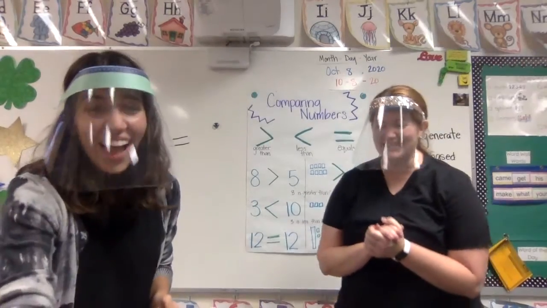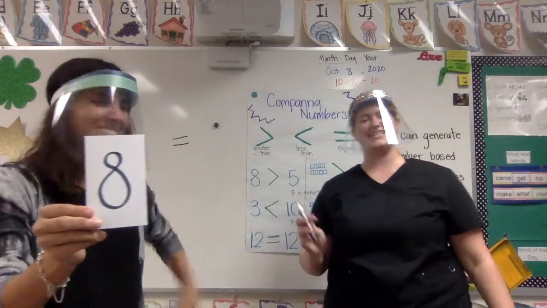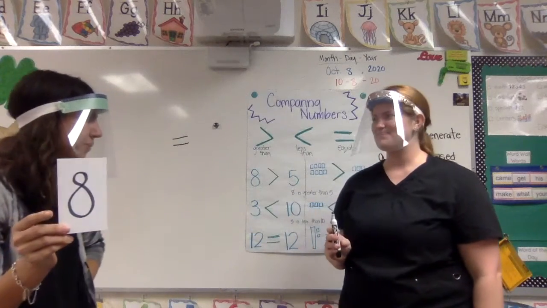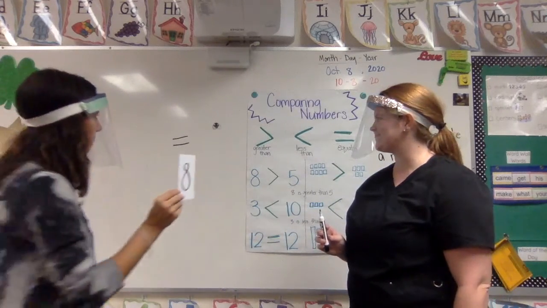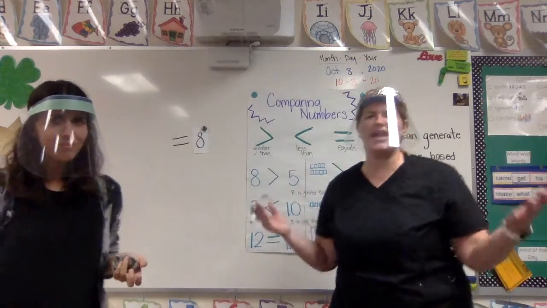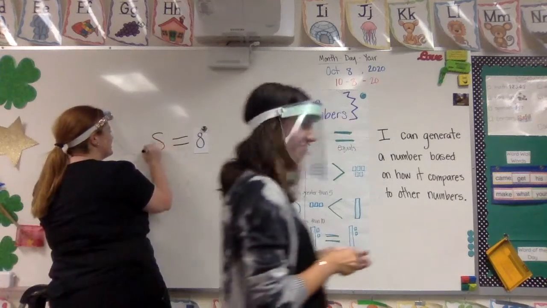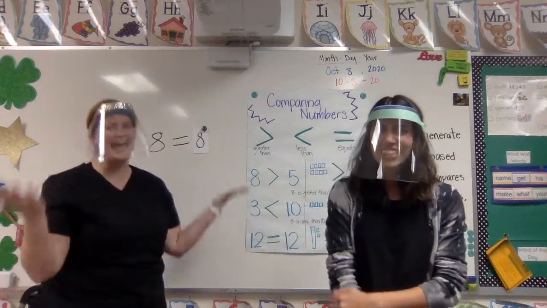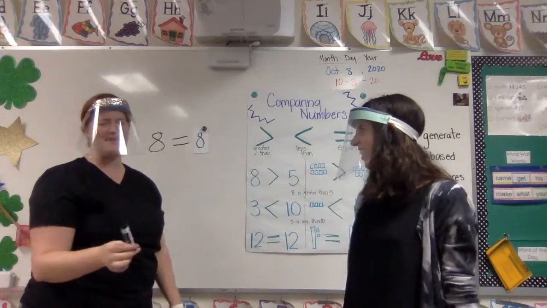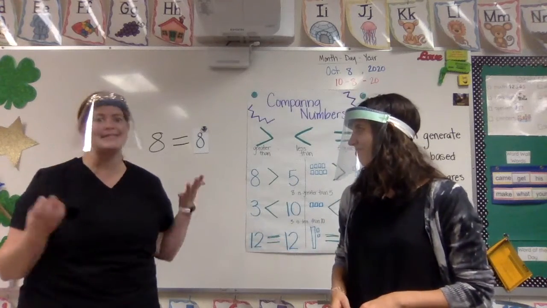Okay, Miss Lestico, it's your turn. Let's see what number. And I picked my favorite number, 8. So, Miss Lime, what number would equal 8? Oh, it has to be the same. So I need to put 8 equals 8. Very good job, Miss Lime. I thought I was going to get tricked, but then I remembered equals means the same.